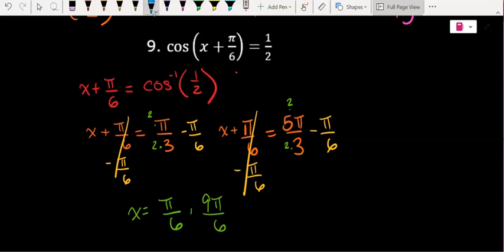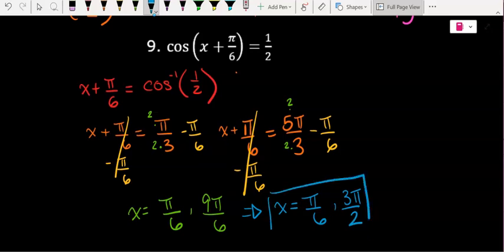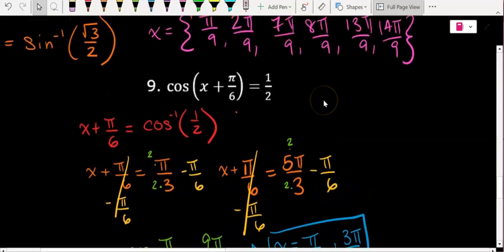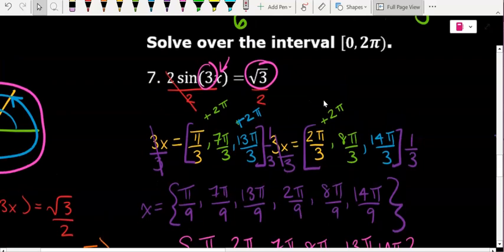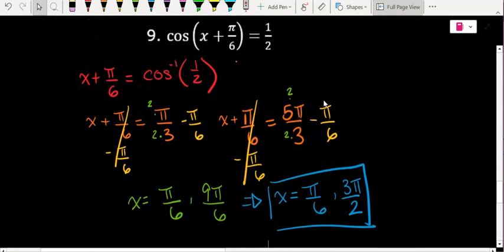Only problem here is I just need to reduce. So I'm going to go ahead and go, all right, so I've got x equals pi over 6, and then that 9 pi over 6 is going to reduce down to 3 pi over 2. Now, both of those answers are less than 2 pi. They fall within the restrictions that I had of my domain of between 0 to 2 pi that I had up here. So those are both of my solutions. I don't have any more. I don't have any less.